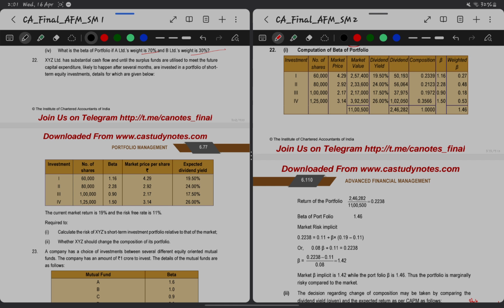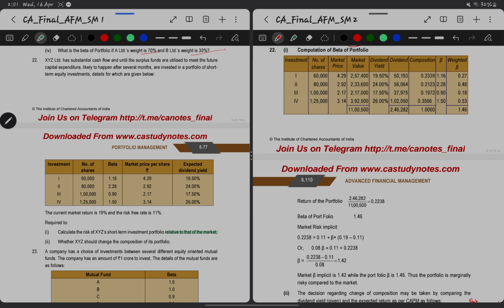Now here risk signifies systematic risk. So beta is more relevant to the systematic risk. Hence we have to calculate only the systematic risk, which is nothing but the beta here. We should not confuse it with the standard deviation, as they have specifically said relative to that of the market. So, sensitivity of the portfolio relative to that of the market.